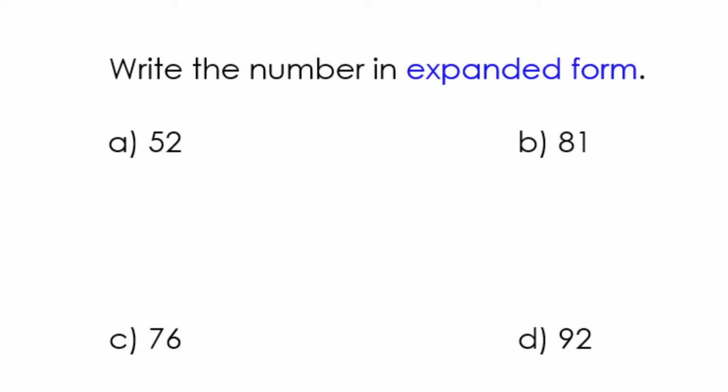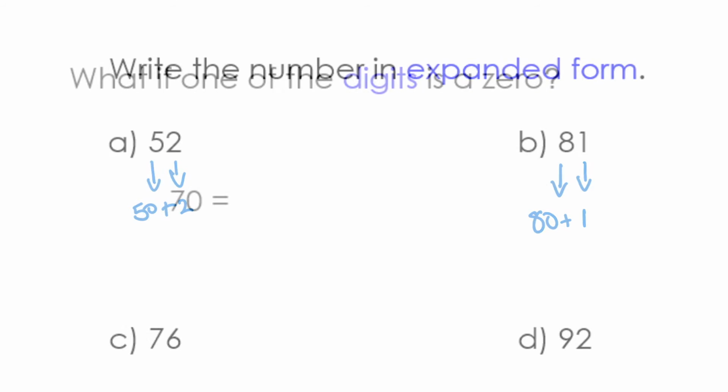So write the number in expanded form. Now, my advice to all my students is to always work backwards. So right now I'm going to do it with the arrows like that. So it would be 50 plus 2. This one here is 1, and an 8 in the tens column is 80. So it would be 80 plus 1.